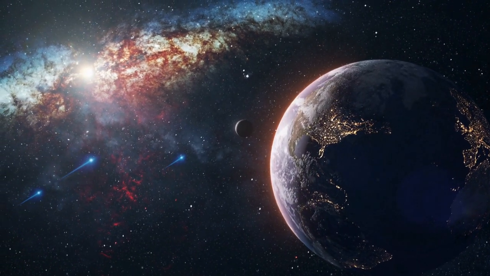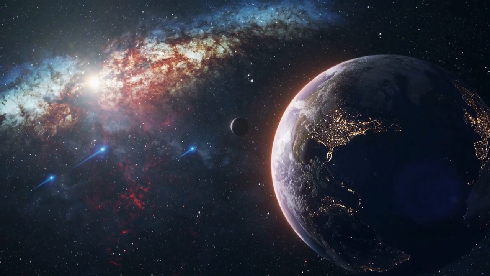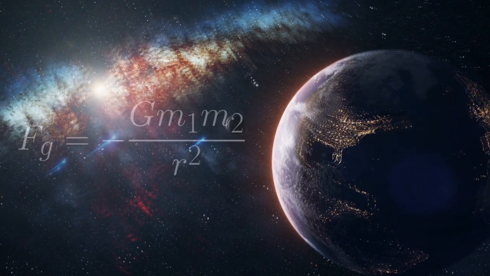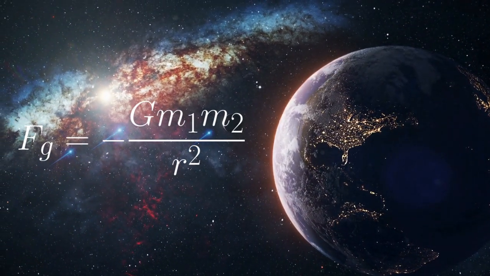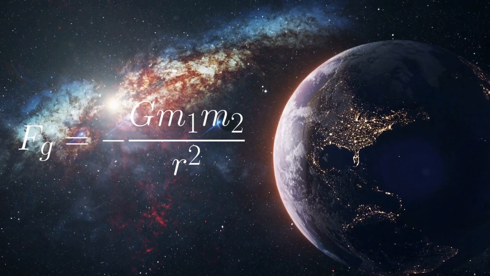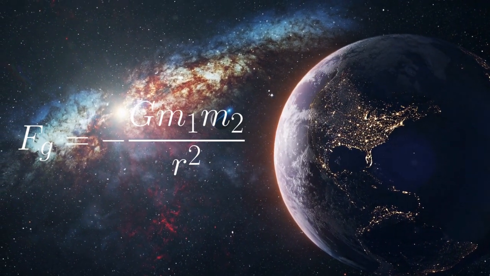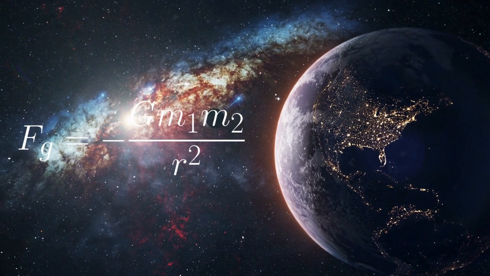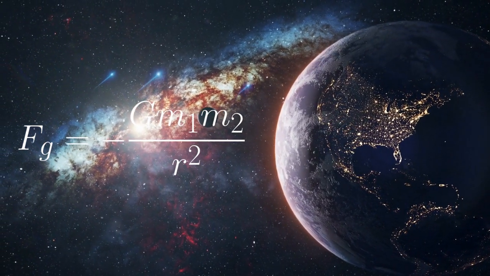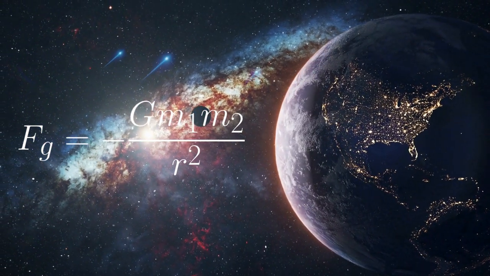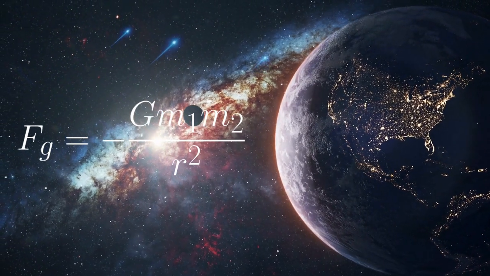Now, in mechanics, we already looked at one type of attractive force. Gravity is the attractive force between objects with mass. If you recall from the gravitation unit in mechanics, the force of gravity is equal to the negative of the gravitational constant times the two masses divided by the radius between the two objects squared. The negative sign here indicates that this is an attraction between the two objects.